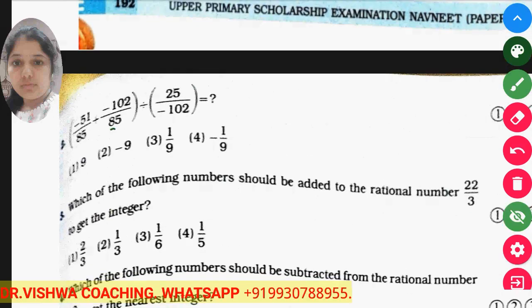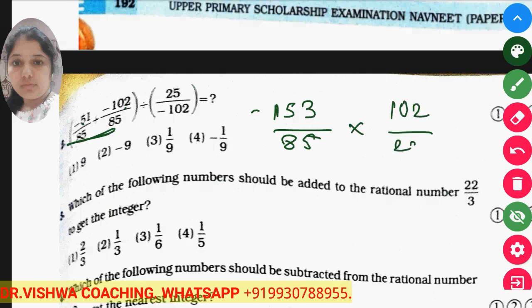Okay. Now here 85 is the common denominator, -51 and -102 both have the same sign, so we will add them. So it becomes -153 upon 85, and in division with 25 upon -102. So in multiplication, 102 upon 25. Now both negatives become positive, so the answer will be in the positive form. Now you divide it.